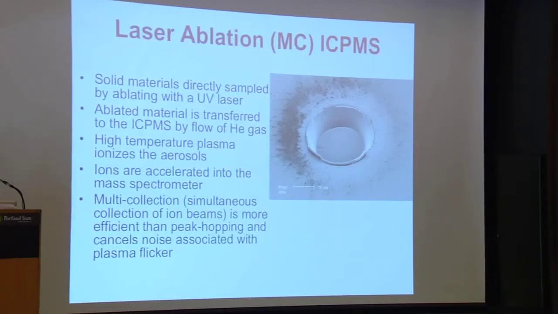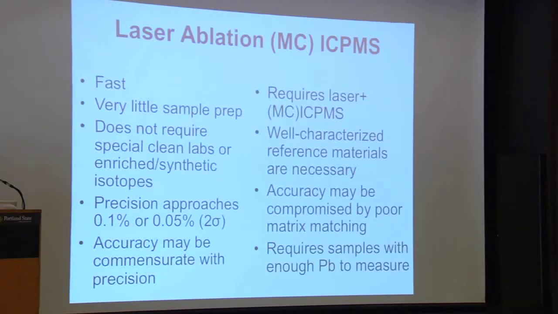And I'm not going to go into a lot of detail on this. We use a laser to sample solid materials, and that's transferred to a mass spectrometer where it's ionized and analyzed. So the benefits of laser ablation ICP-MS over conventional bulk techniques are that it's very fast. You can do a single analysis in 90 seconds, 120 seconds if you like.